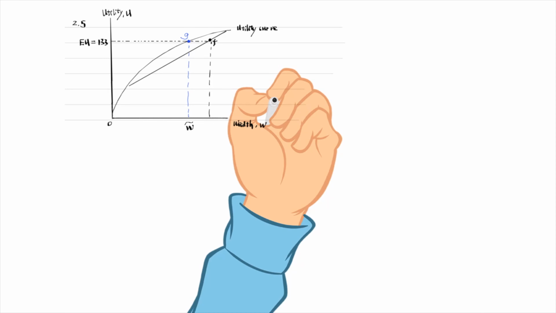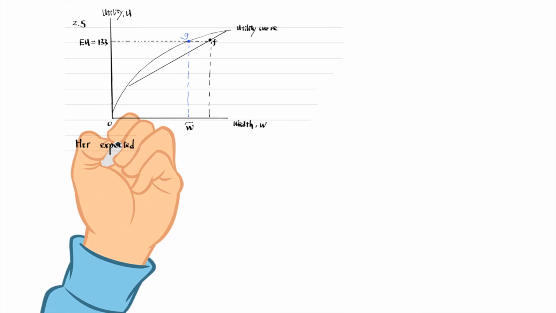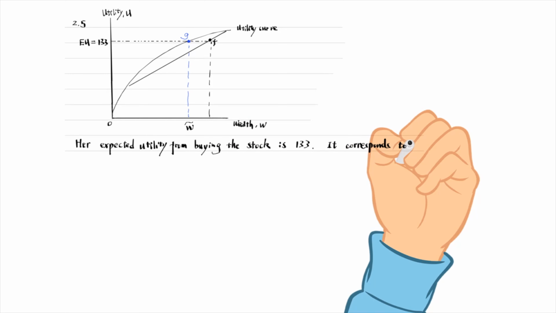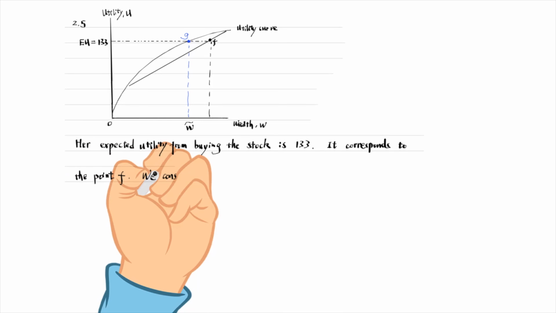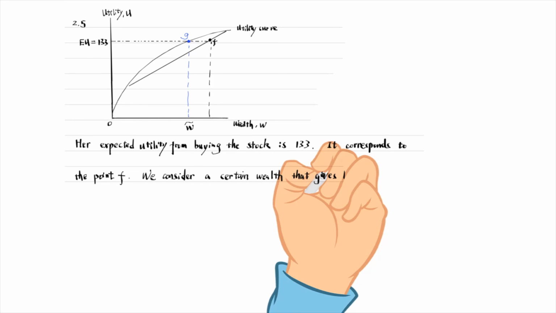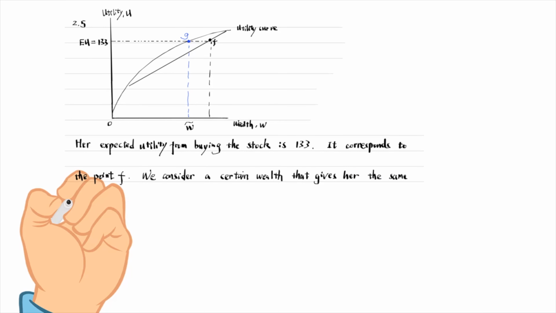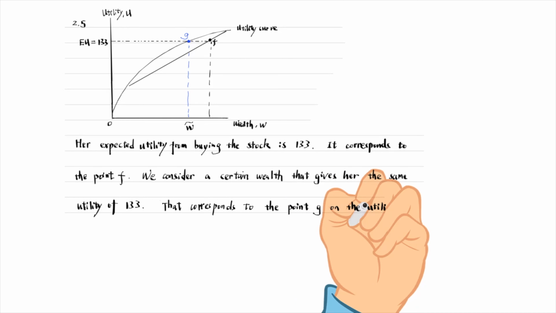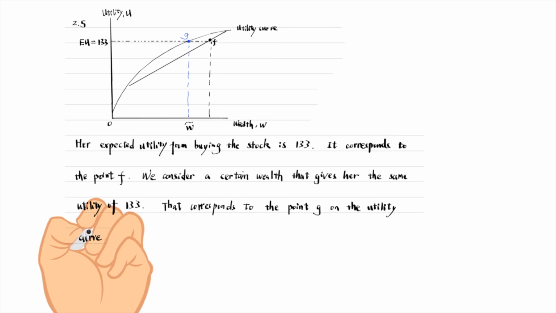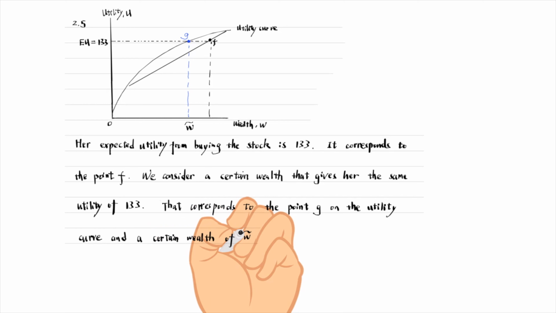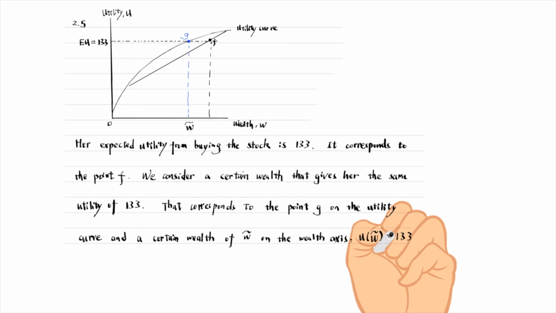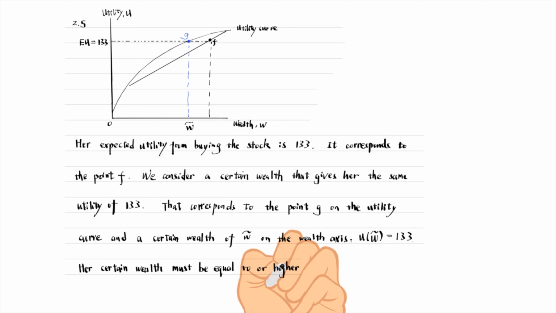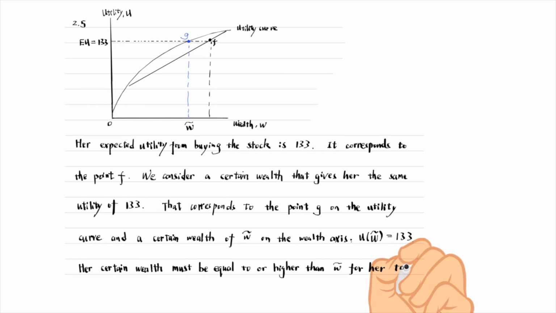From the textbook, her expected utility from buying the stock is 133. It corresponds to the point F. We consider a certain value that gives her the same utility of 133. That corresponds to the point G on the utility curve and a certain value of W tilde on the values axis. Her certain values must be equal to or higher than W tilde for her to choose not to buy the stock.